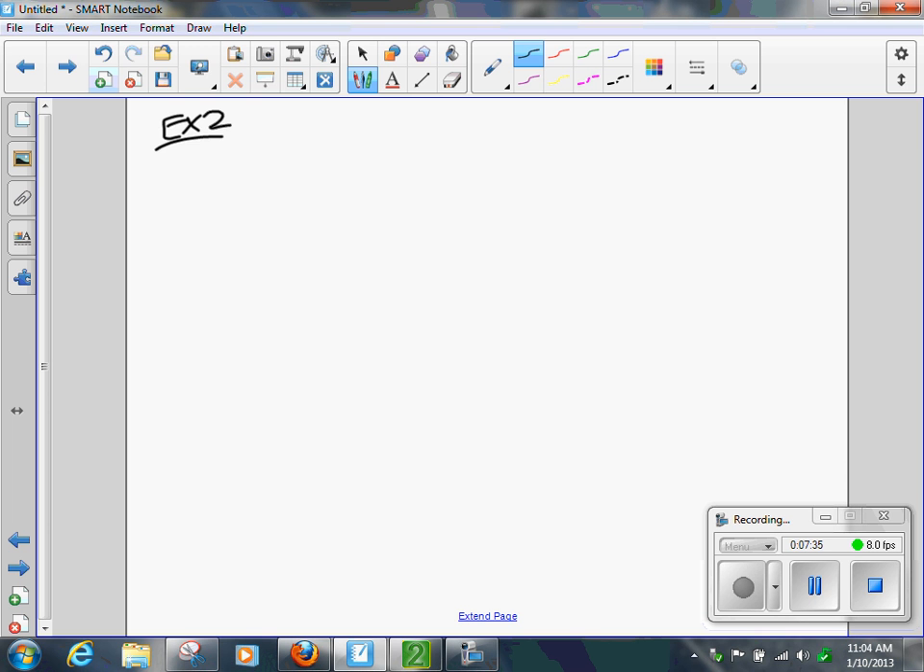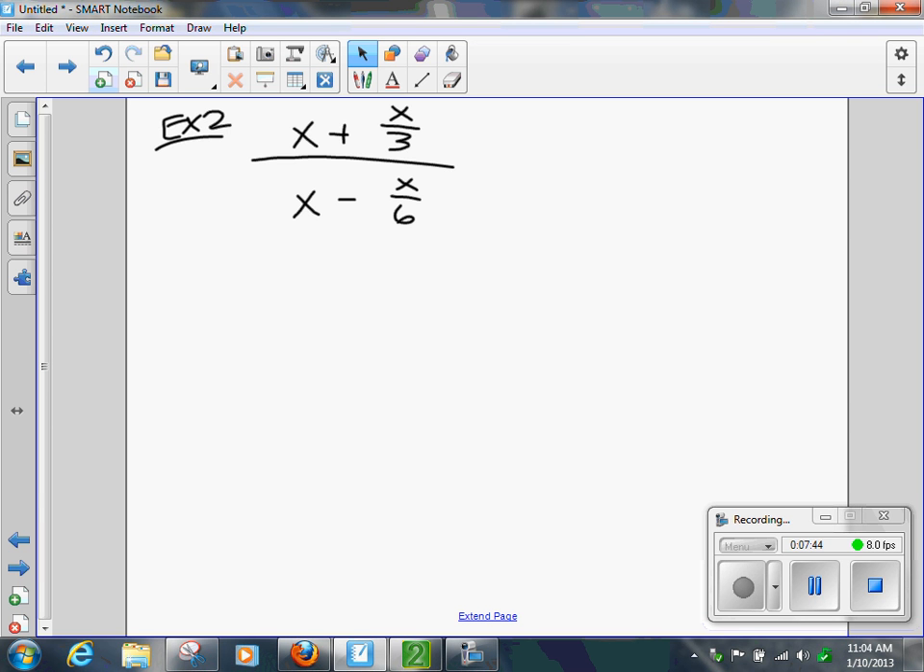If I were to give you x plus x over 3 divided by x minus x over 6. For all practical purposes, we've got a binomial over a binomial, right? So you can't go brackets on this. You have to go old school. So we're going to write numerator divided by denominator.